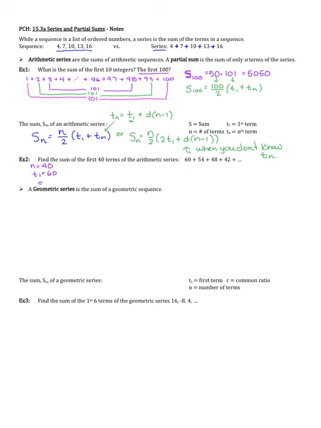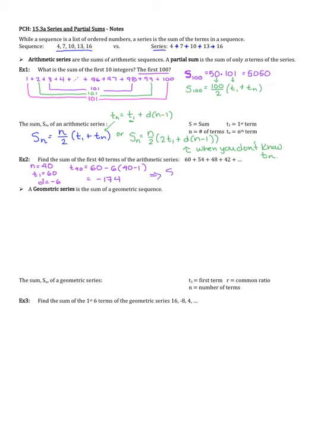I know my common difference, 60 to 54, 54 to 48, is going to be a negative 6. And I don't know t sub n. I don't know t sub 40. So let's find it out first. So t sub 40 is going to be t sub 1, my common difference, negative 6, times n minus 1, which is 40 minus 1. And then using your calculator, that'll give you a negative 174.